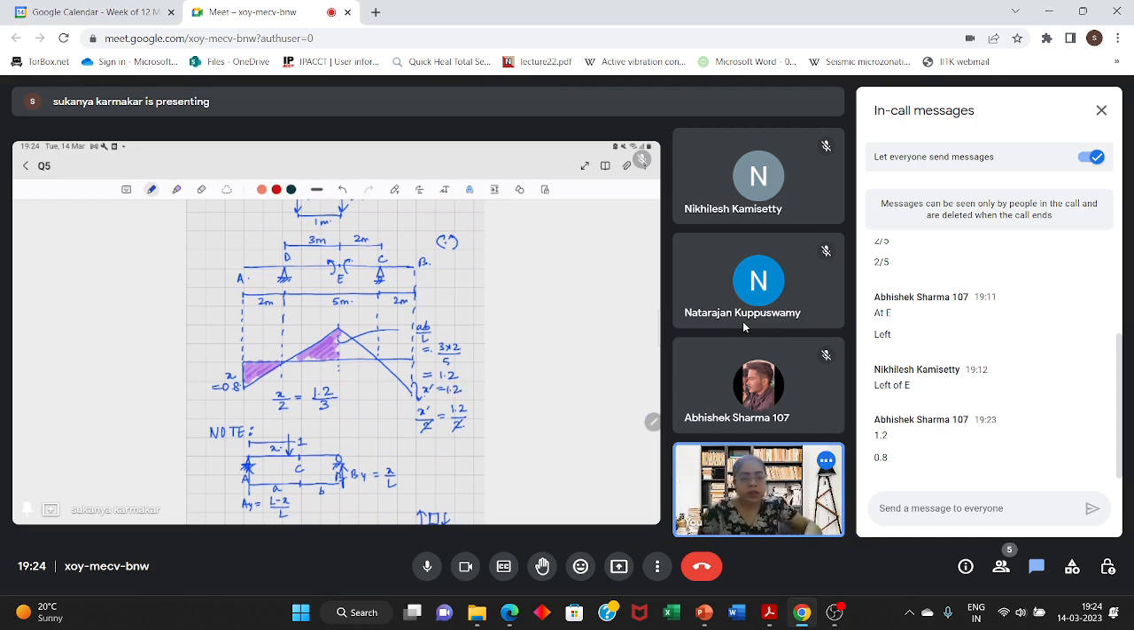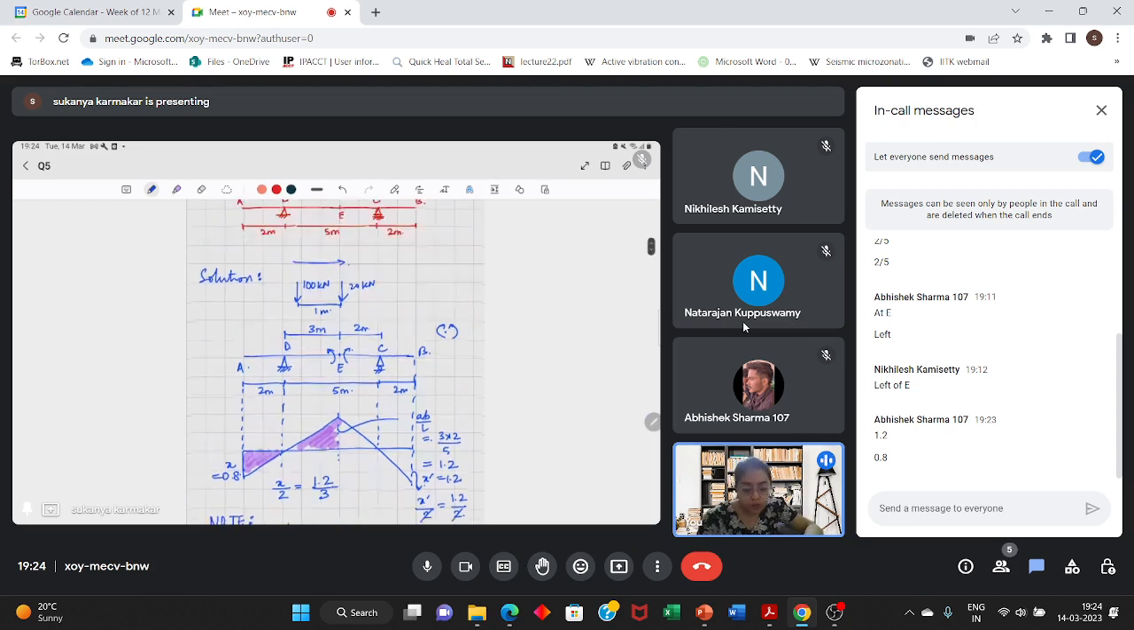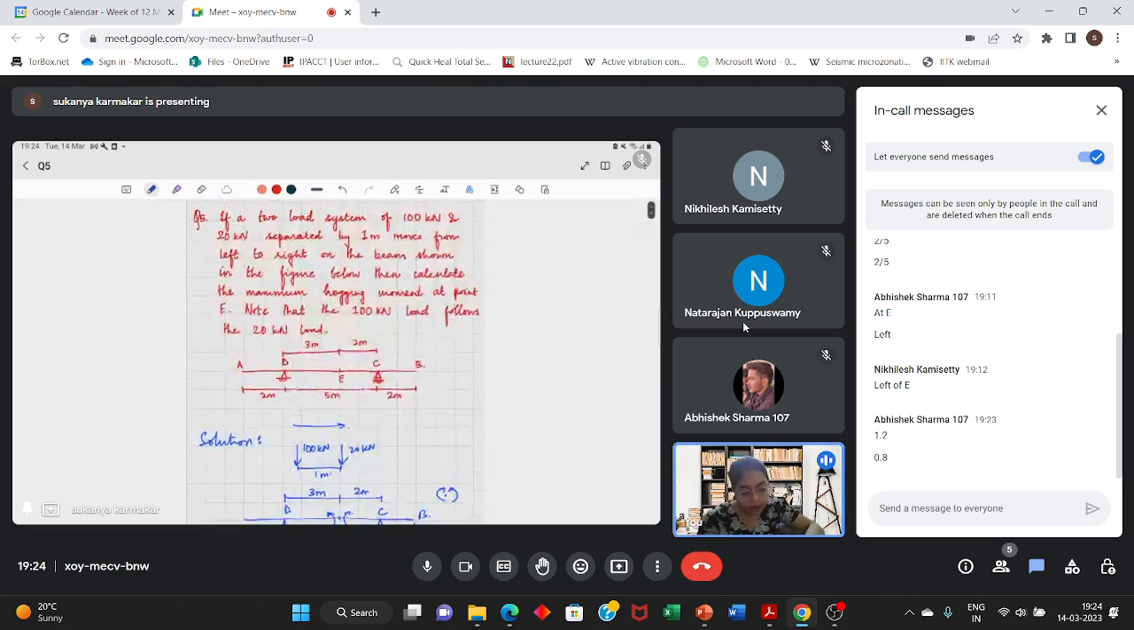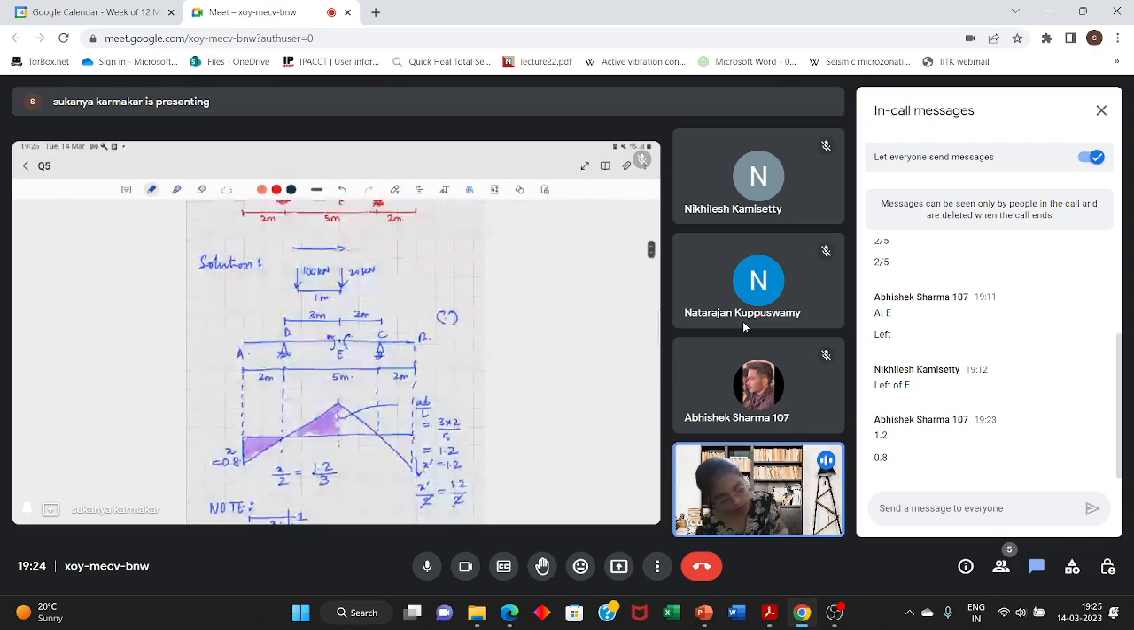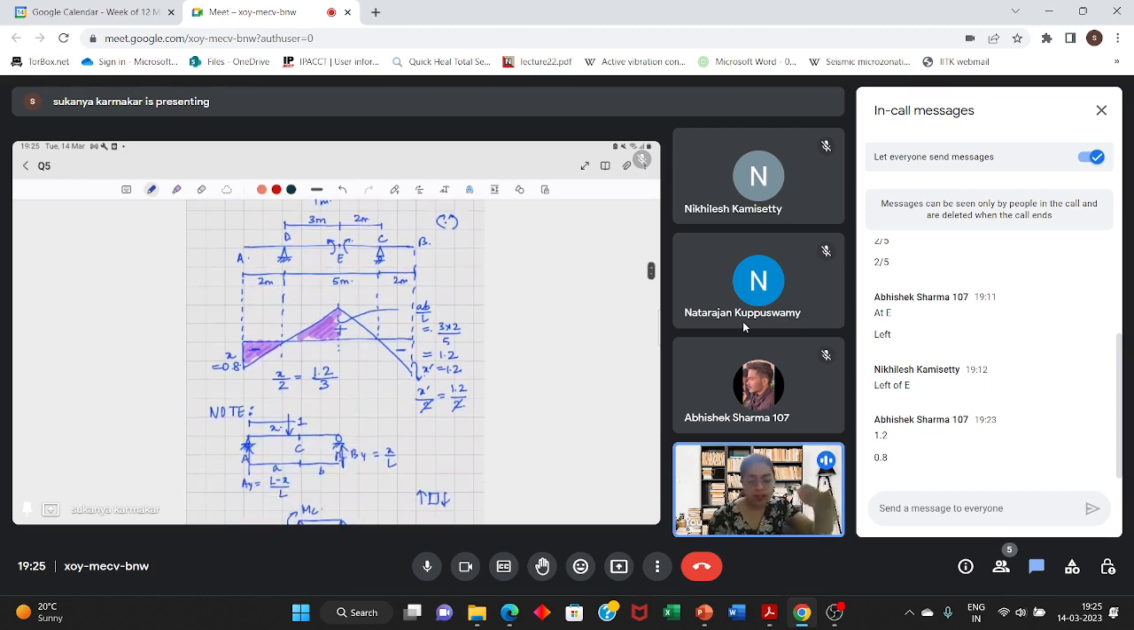Now, here you have two loads, 100 kilonewton and 20 kilonewton. Where will you place them so that you get the maximum hogging moment? Here the bending moment is positive, here it is negative, and here it is negative. So either the load can be placed on this side in the portion AD, or it can be placed in the portion CB. So there are two cases.